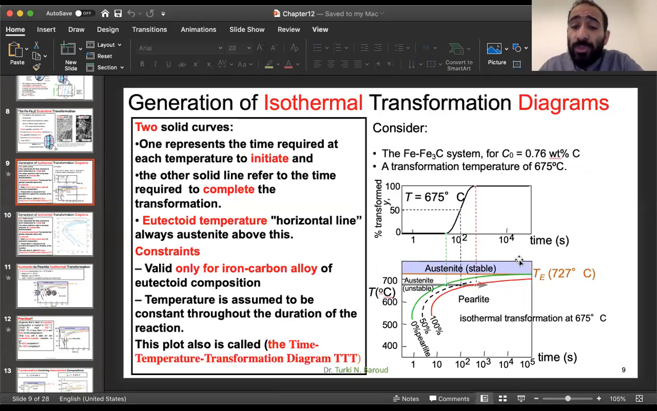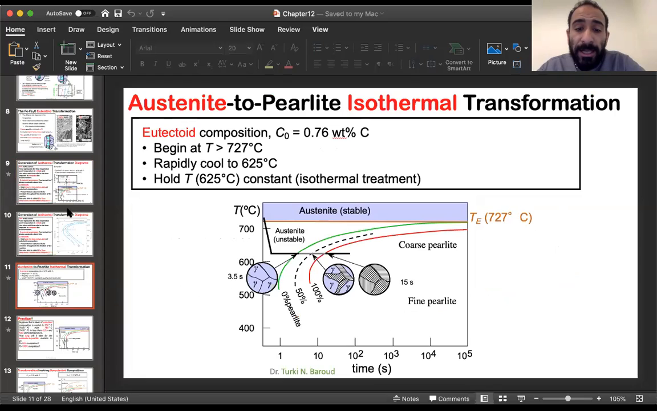When are we going to get coarse pearlite? You're going to get coarse pearlite if you cool to a little bit higher temperature, right? If you cool down to lower temperature, what's going to happen? You're going to get fine pearlite. But what's going to happen if you cool down below 500? You're going to form something completely different. It's called bainite, and this is going to be the topic of the next lecture, inshallah.